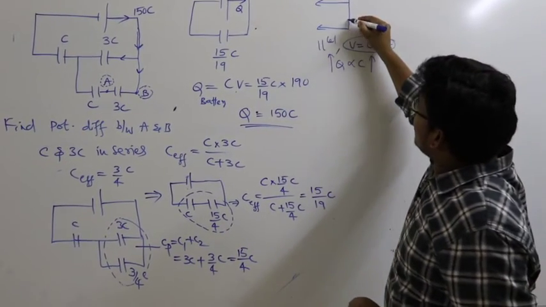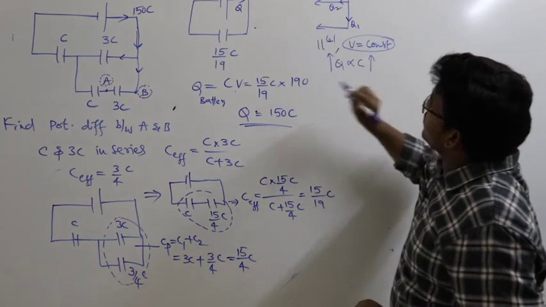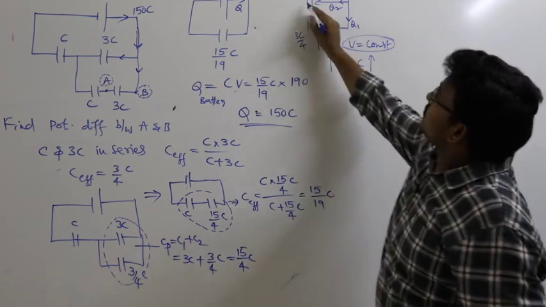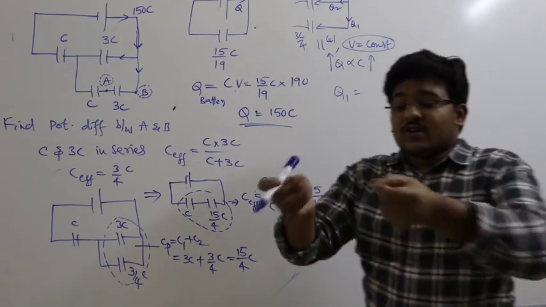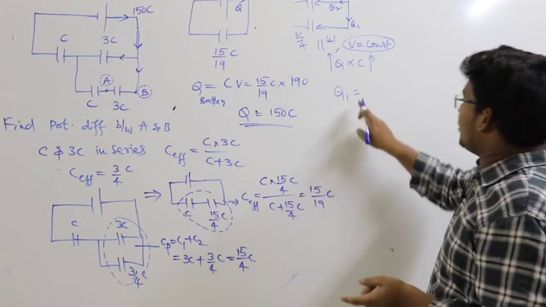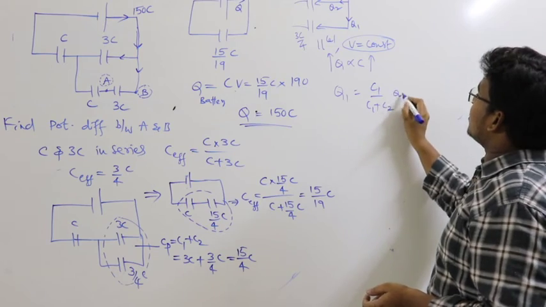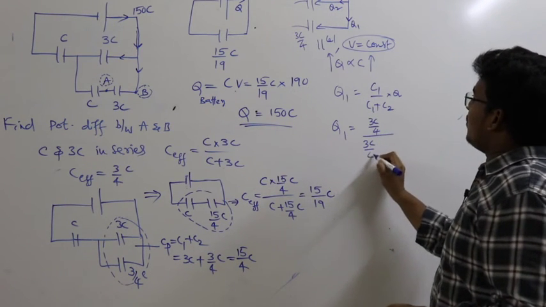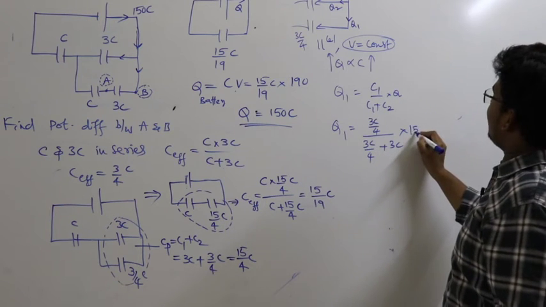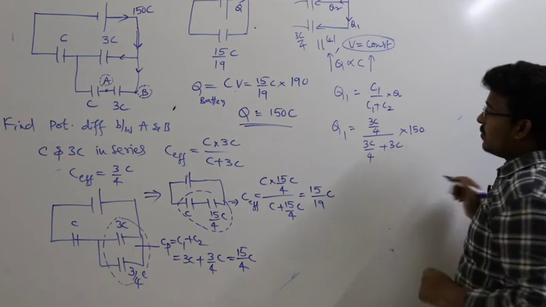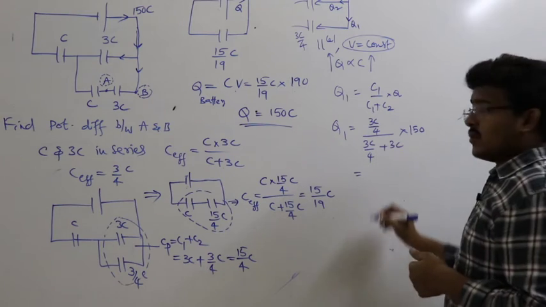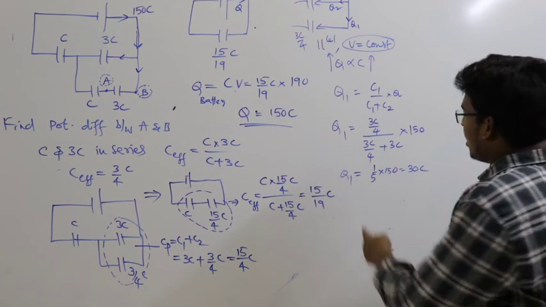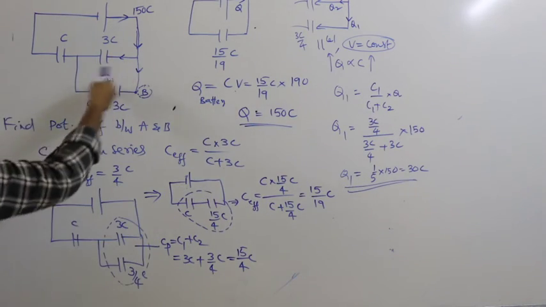And we require the charge through this branch. This I am taking as Q1, this as Q2, where this is 3C by 4 and this is 3C. So we have the formula for division of the charges. Q1 is equal to C1 upon C1 plus C2 into the charge coming. So what is C1? 3C by 4 upon 3C by 4 plus 3C, into the charge, 150. So it will be 4 into 3, 12, 15, so it will be 3C upon 15, which is 1/5. So 1/5 into 150 is 30 C. So this much charge is passing in this branch.